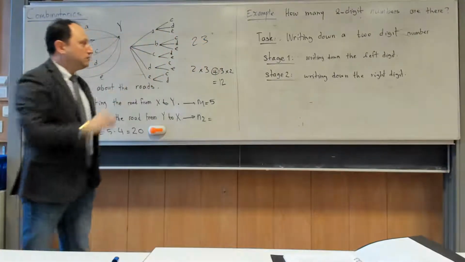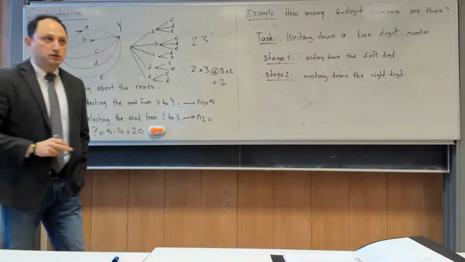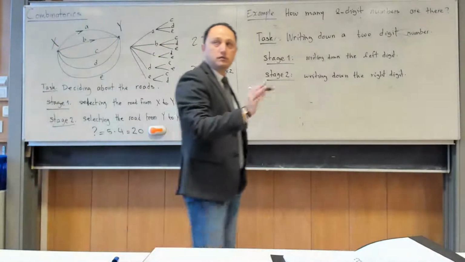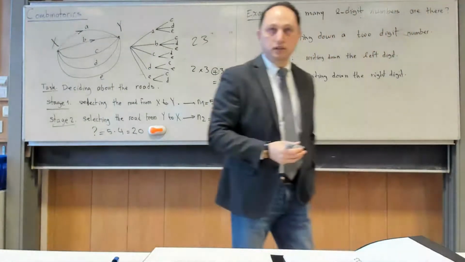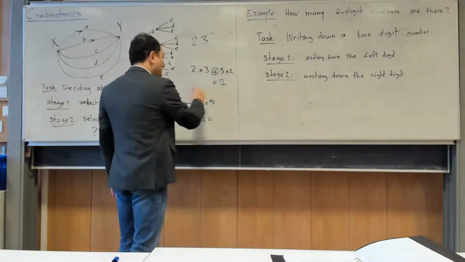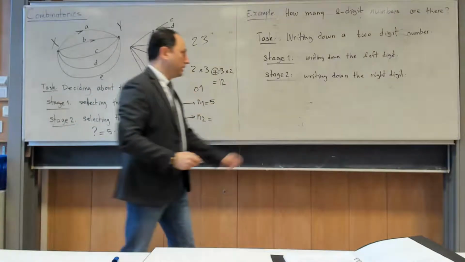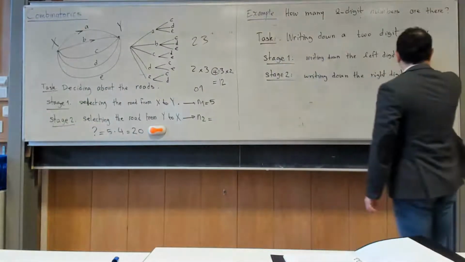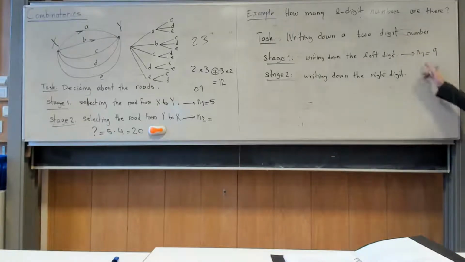Okay, now can you tell me how many ways I can do stage number 1? 9. Do you agree? Because I cannot choose 0 on the left-hand side. If I write 0 and 1, and I ask you how many digits there are, there is only 1 digit. Okay? So this means that stage 1 can be done in 9 different ways. What are those ways? Choosing 1, choosing 2, choosing 3, up to choosing 9.